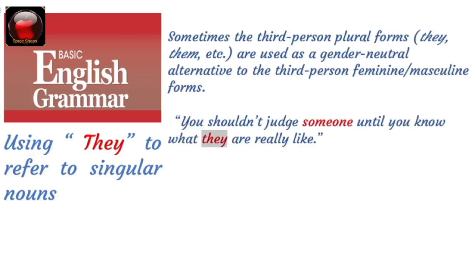For example, you shouldn't judge someone until you know what they are really like. So we use someone, and we refer to someone using they. That's because we do not know their gender.